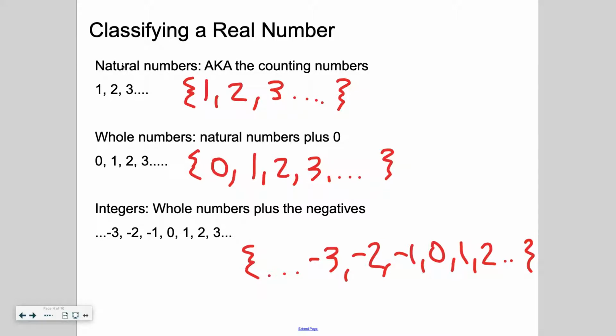Okay. Any questions on natural numbers, whole numbers, and integers? If I give you the number 5, 5 is a natural number, but it's also a whole number and an integer. Does that make sense? But if I give you 0, 0 would be a whole number, but it's not a natural number. If I give you -2, that would be an integer, but it wouldn't be a whole number or a natural number. Okay?